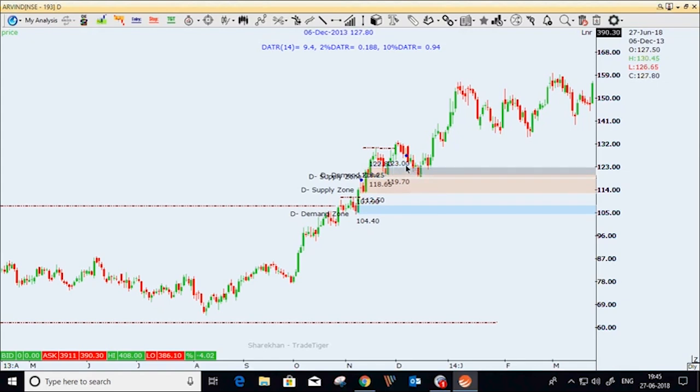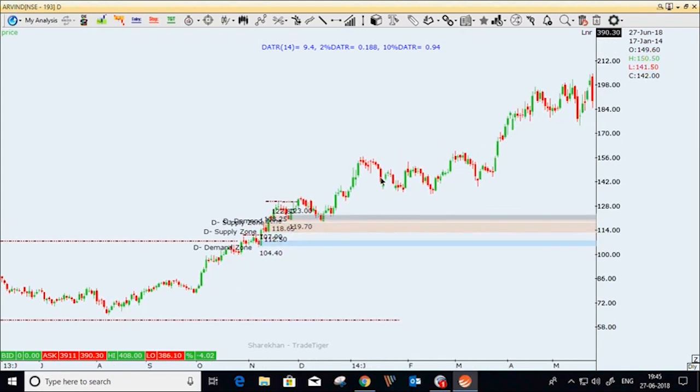So it's better if you are taking an entry, there is no harm because price is going to go up, but you have to keep your stop a little below. There is level over level. So this is what happens.